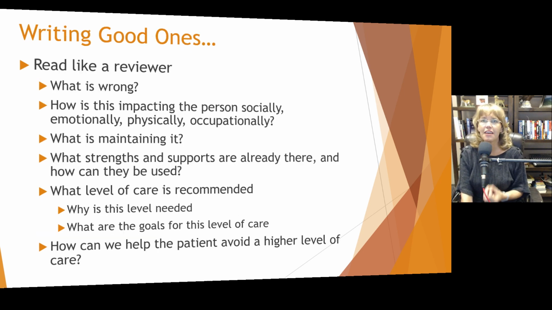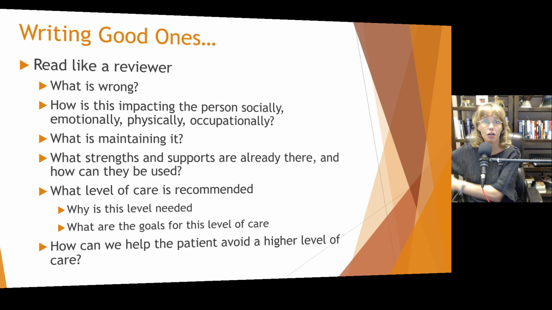To figure out if you have done a good integrated summary or reassessment, read it like a reviewer. What's wrong? How is it impacting the person socially, emotionally, physically, occupationally? What is maintaining this behavior? What do we need to address? What strengths and supports are already there and how can they be used? What level of care is recommended at this time?